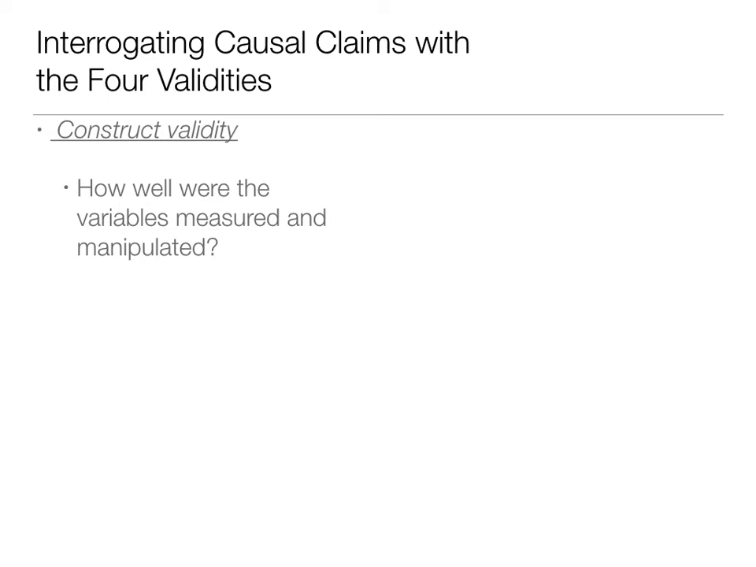So if we're trying to manipulate altruism, how did we actually manipulate altruism is where construct validity comes in.